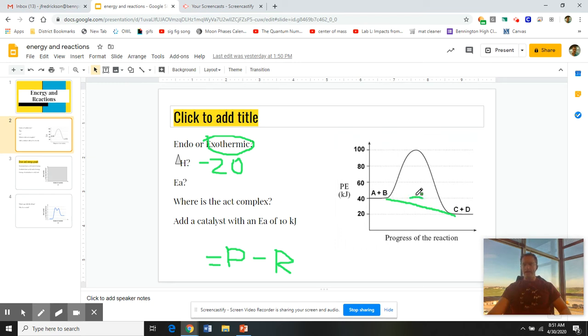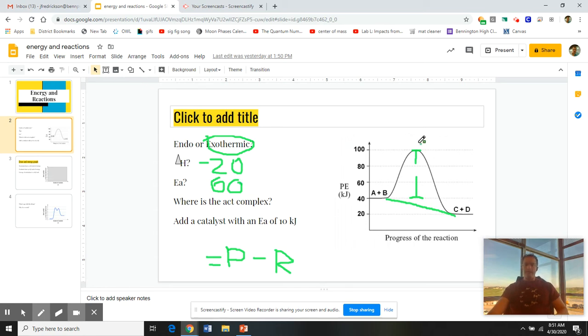EA stands for activation energy or energy of activation. That is from my reactants up to, what's this thing called up here? That's the activated complex or the transition state. Either term is just fine. So it's that difference right there. It's how much energy do you have to add to get over the bump? Well, we're going to need to go from 40 up to 100. So that's going to be an activation energy of 60. And we can put units on there of kilojoules for both of those.